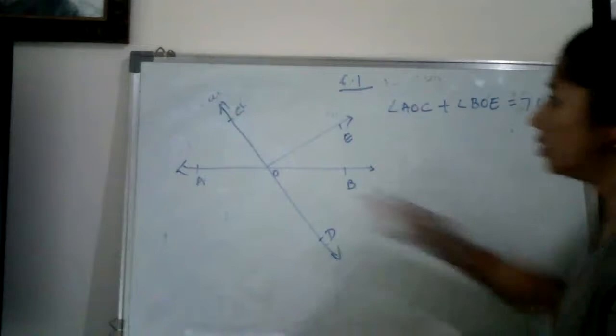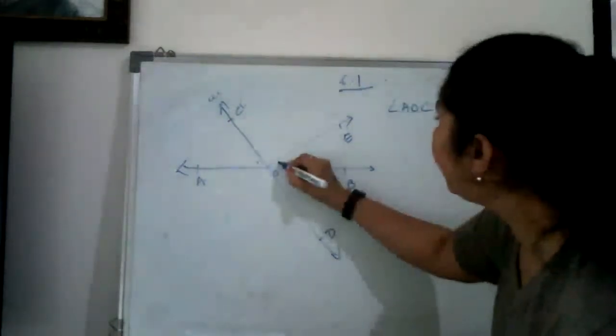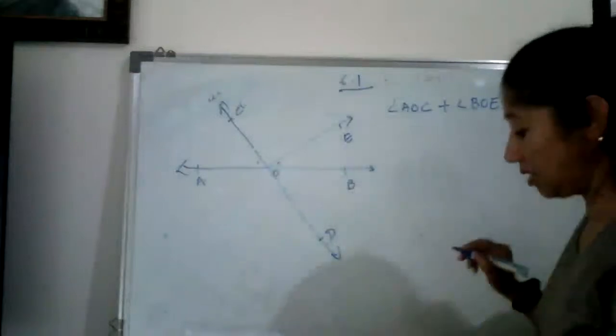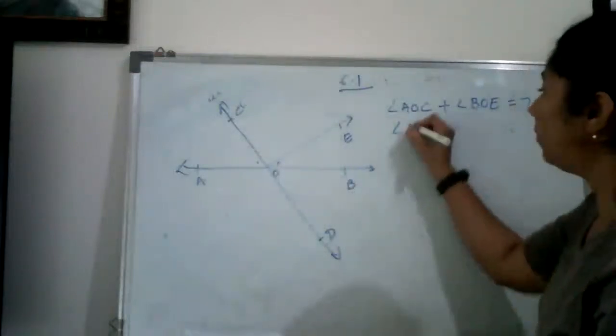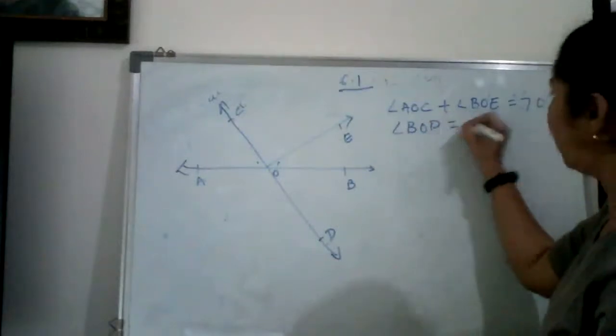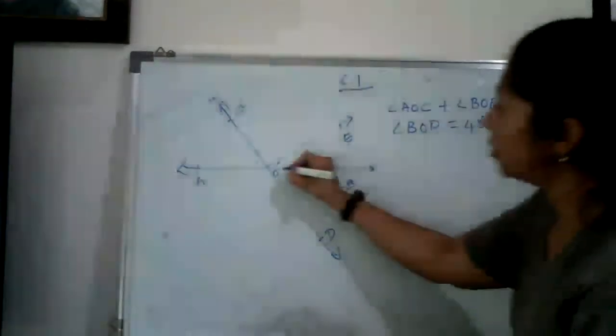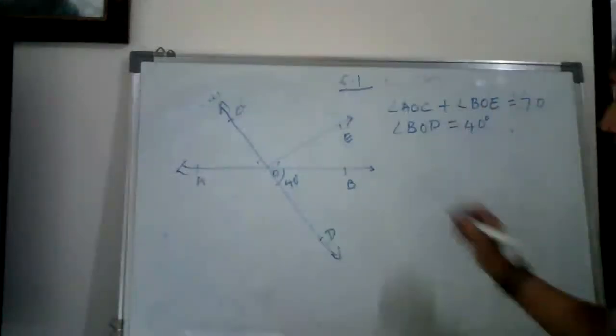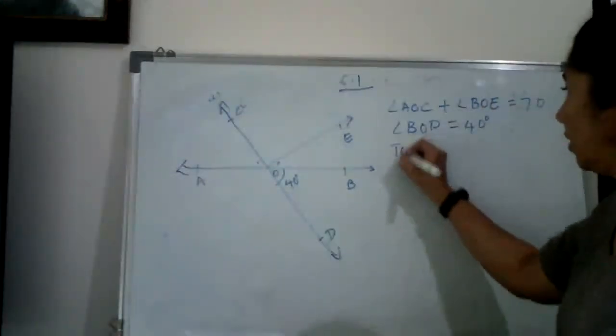Okay. So if you see AOC is here and BOE is here, these two angles added get us 70 degrees, and angle BOD is given as 40 degrees. Could you see where it is? So we are given this angle BOD is equal to 40 degrees. Fine. We have to find out. So what is the question now?